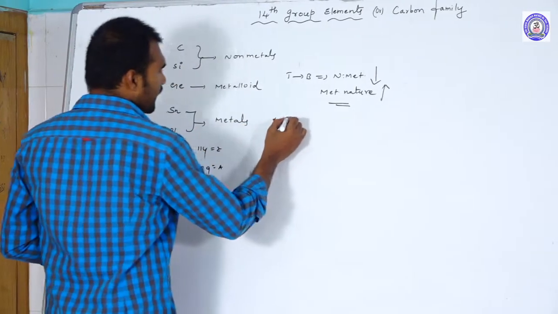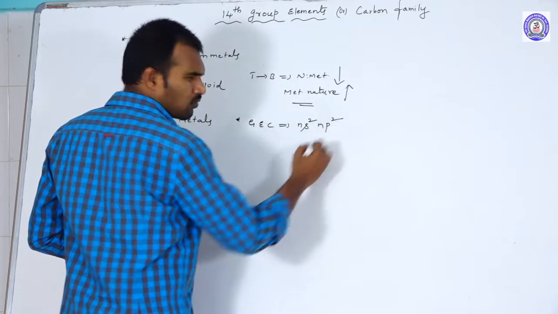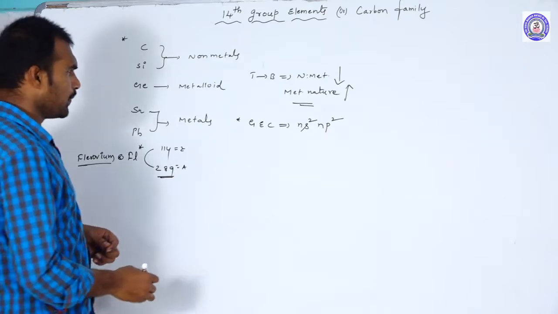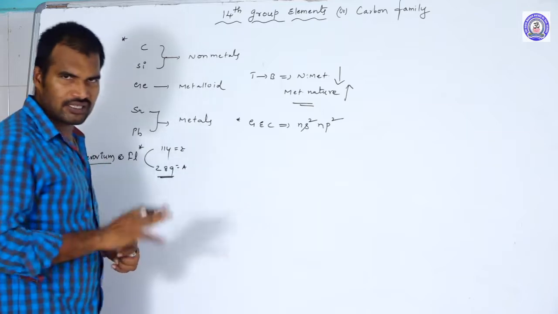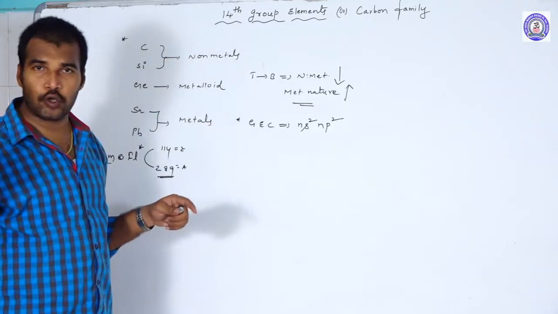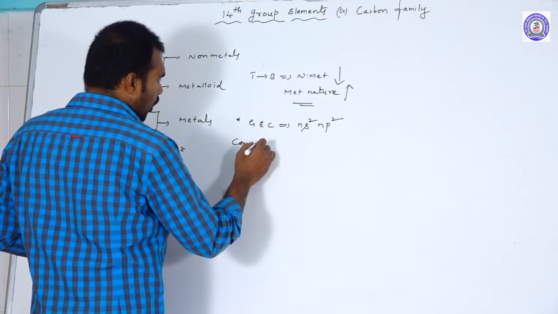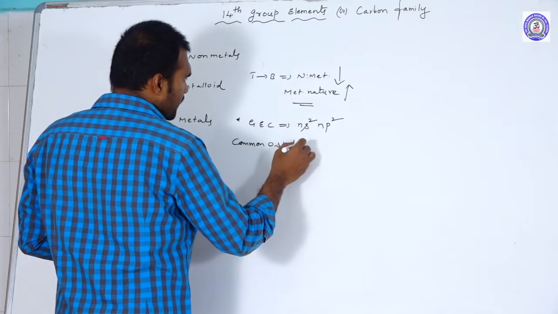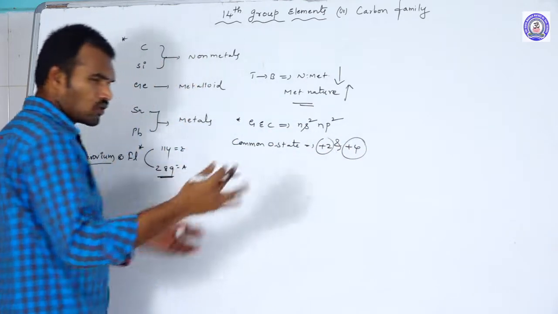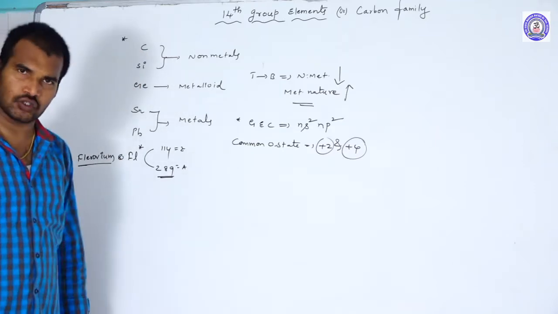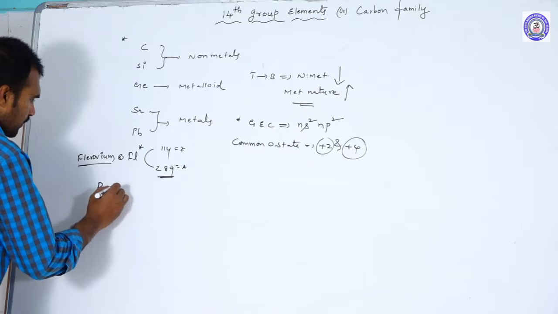And what is the general electronic configuration of these elements? The general electronic configuration is ns2np2. So in the valence shell, how many electrons are there? 4 valence electrons. That is why we are calling this group the fourth A group. The common oxidation states they exhibit are +2 and +4. These are the two oxidation states the fourth A group elements show. Okay, so this is the general introduction. Let us start the periodic properties.